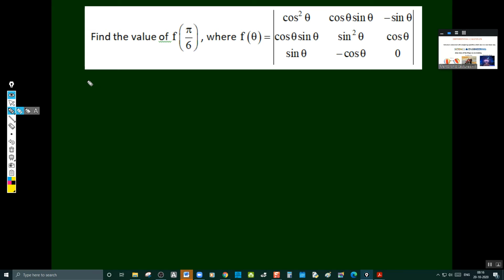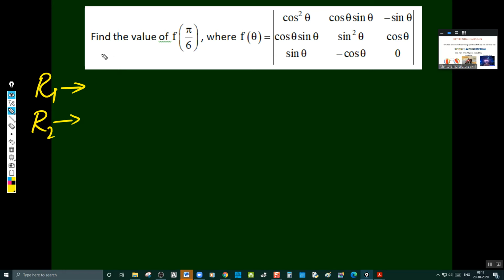Or otherwise, try to make any two zeros. For example, if you take this, cos square theta is there. If you make it sine square theta, cos square theta plus sine square theta becomes 1. I'm talking about R1 and R3. You can make it 1 by multiplying this with sine theta. What I'm trying to do here is change R1 and R2 using R3.